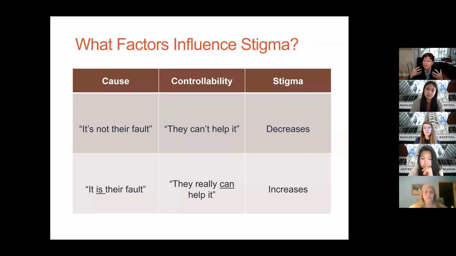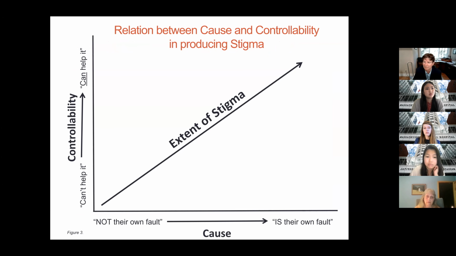If we can say that it's not their fault and they can't help it, stigma tends to decrease. We tend to have more compassion. If we say, wait a minute, it is their fault and they really can help it, they're just engaging in volitional, willful misconduct, then stigma tends to increase. And this just shows that relationship.